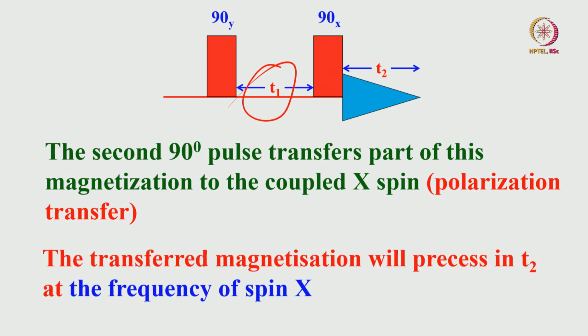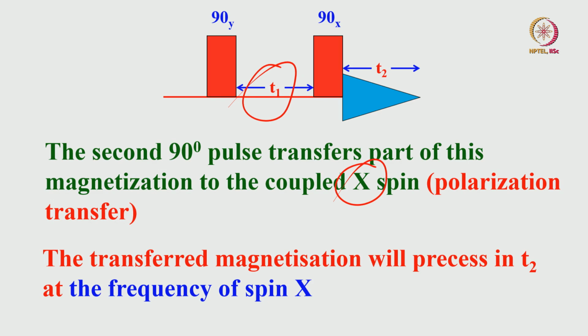That is a polarization transfer, what is called magnetization transfer, that takes place. And what will happen to this transferred magnetization? It gives it to which spin? It gives it to X spin. A spin gives part of its magnetization to X spin. Why? Because they are J coupled. There is a scalar coupling between these two. So it will transfer part of its magnetization to X spin.